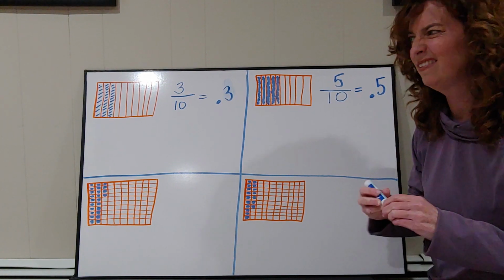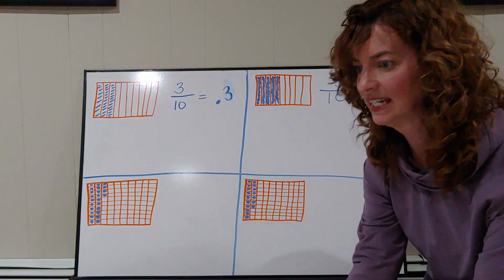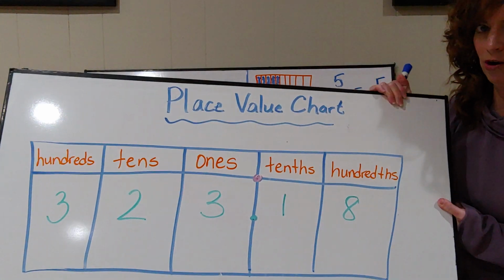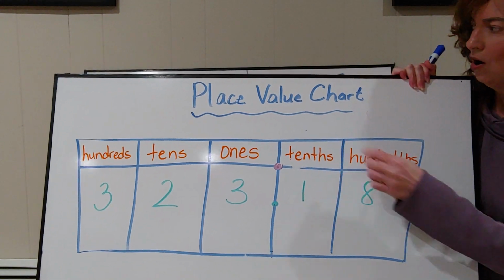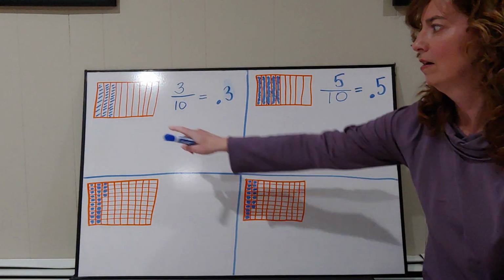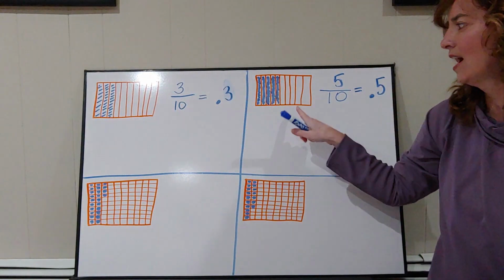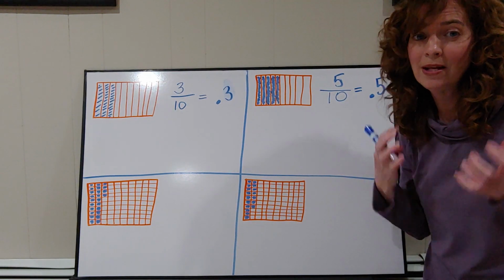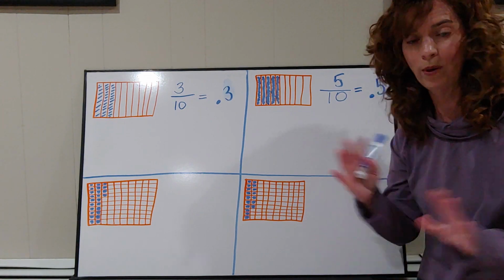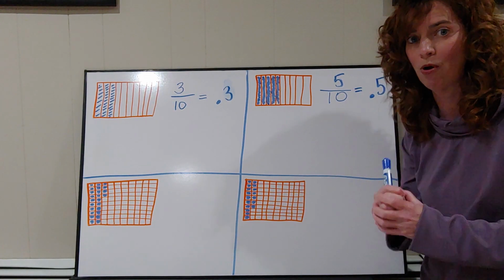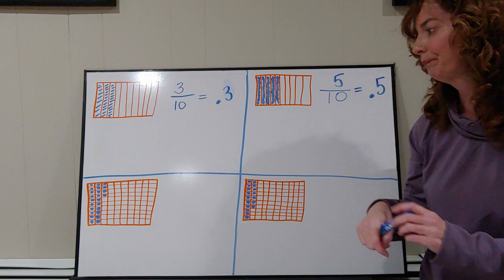Now, are you noticing the tenths column? How many parts have we noticed so far? There's 10 altogether. There's always going to be 10 parts in our tenths column. Always. That's like the rule. There's always 10 parts in the tenths column.